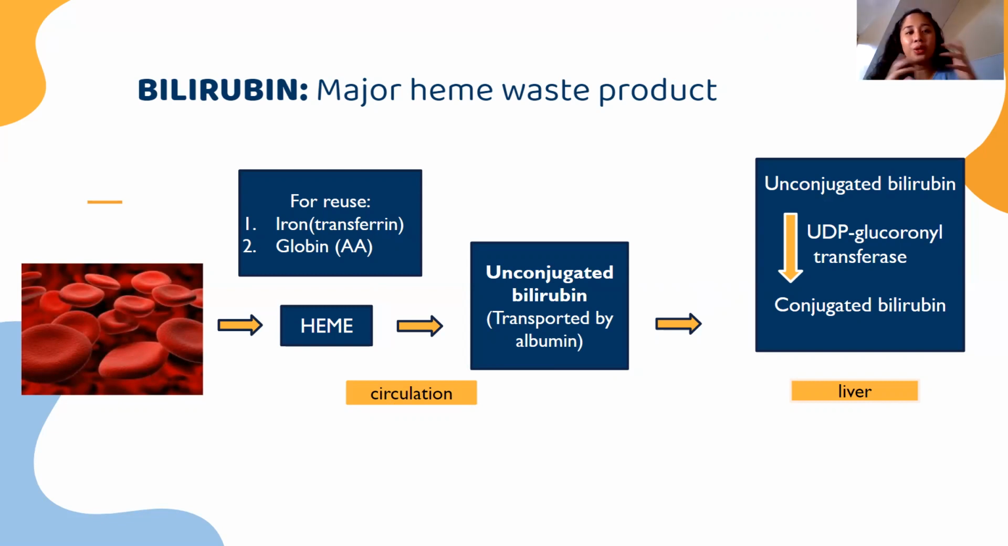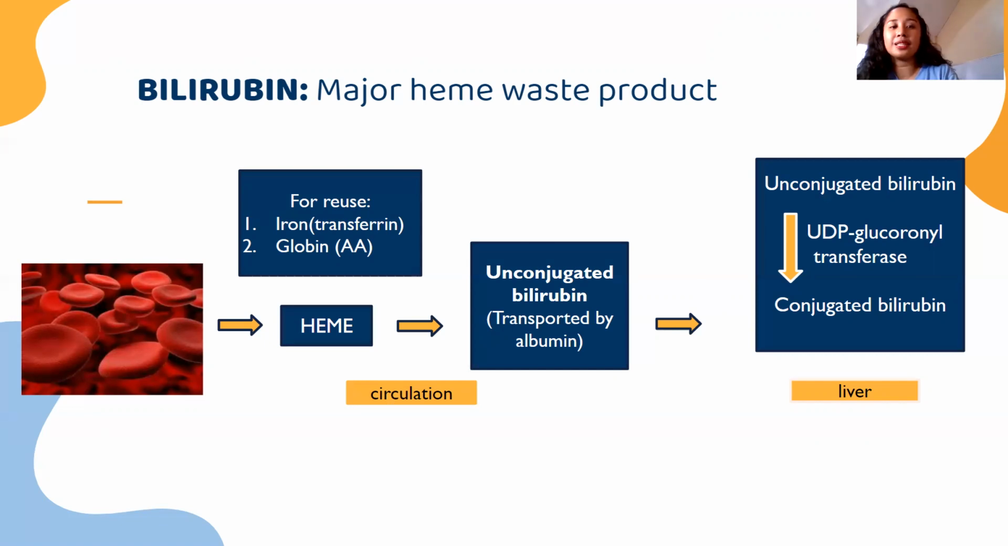So class, ang goal ng liver dito is to convert this unconjugated bilirubin, which is non-water soluble, to a water soluble product so that it could be discarded in your urine. So from non-water soluble, ang goal is to convert your unconjugated bilirubin to conjugated bilirubin. Kasi only the conjugated bilirubin could be discarded in your urine.